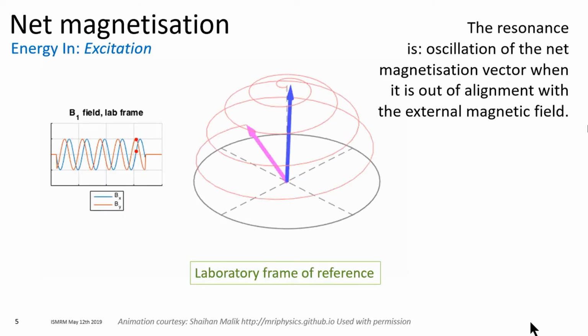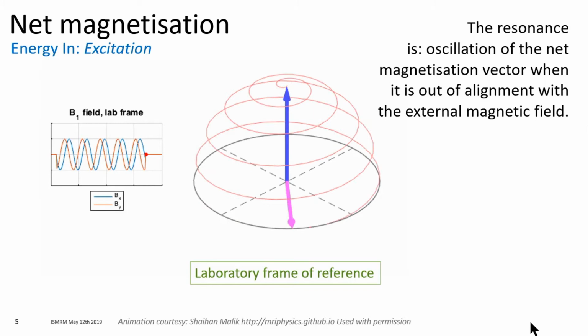So the net magnetization, which is the pink arrow in this animation, is tiny compared to the external magnetic field of the scanner. And so to measure it at all, we need to move it away from alignment. It gets swamped by the strength of the external magnetic field, and we have to move it away from alignment with that external field so we can measure it.